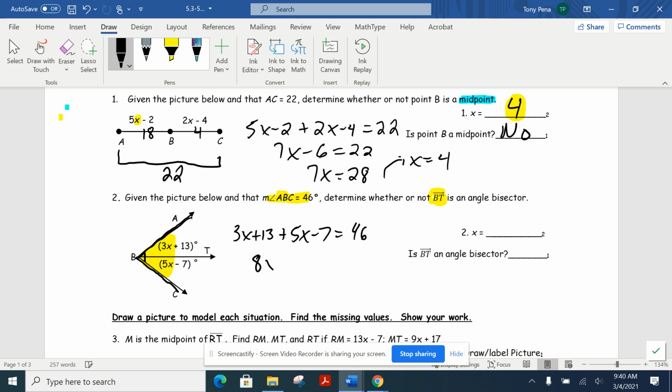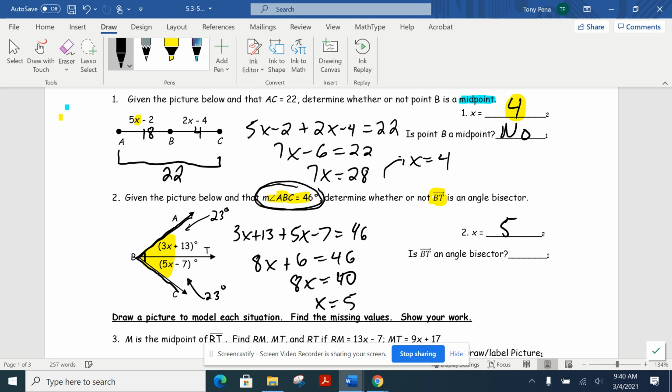Combine your like terms. 8x plus a 6 equals 46. Subtract your 6 over, and we should get x to be a 5. So that's good. Now determine if this is in fact an angle bisector. If this is an angle bisector, then this angle should have gotten cut directly in half. This better be a 23-degree angle, and this angle here better be a 23-degree angle if this was in fact cutting a 46-degree angle in half.